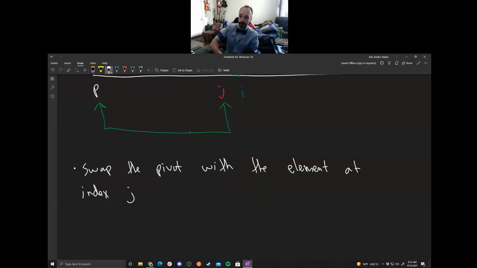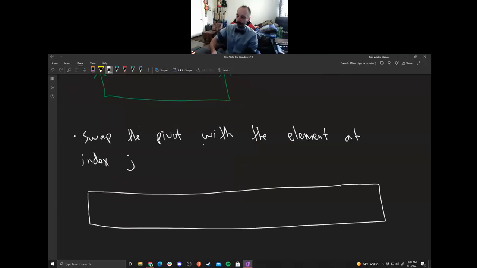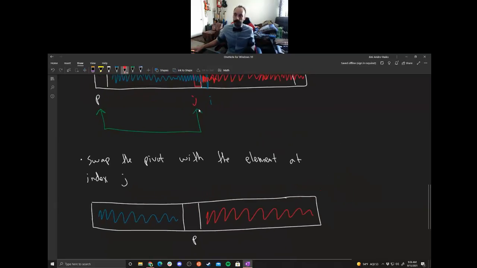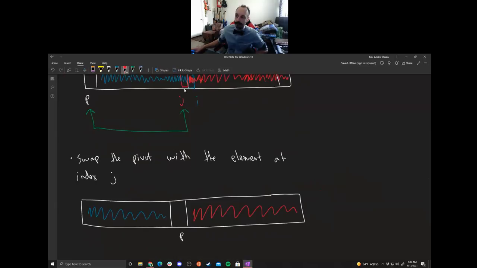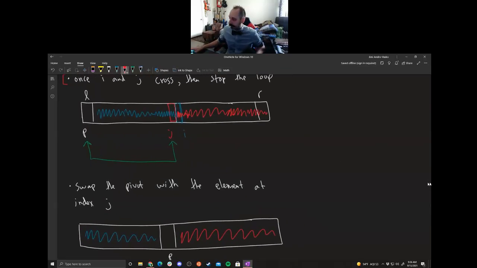Well, we'll have the following array. I'll draw this out again. The pivot will be right here. And then we have the following scenario. Let me just zoom out so we can see all of this, because element j was a blue element. Let me see if I can move this down a little nicer.